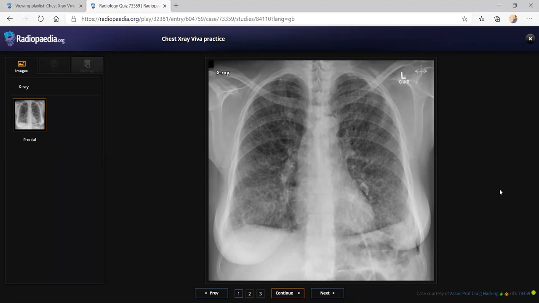What will you see in a UIP? There will be significant volume loss in later stages. Since the volume of the lung is preserved, UIP is less likely, so I would like to retract my statement. I think this is an interstitial lung disease. And the left breast shadow appears a bit deformed. Yeah, ignore that.